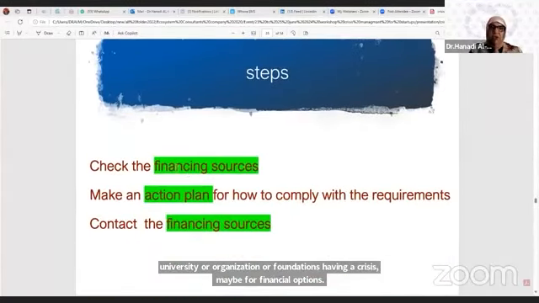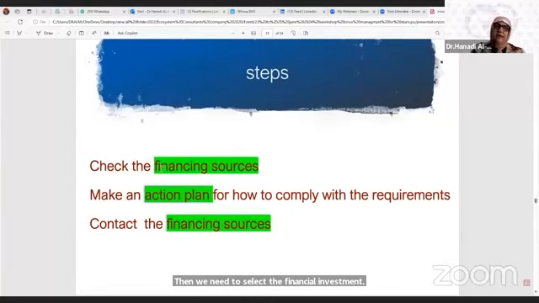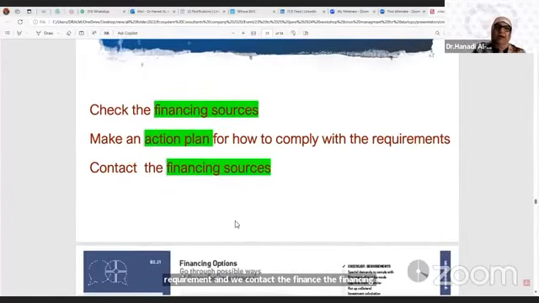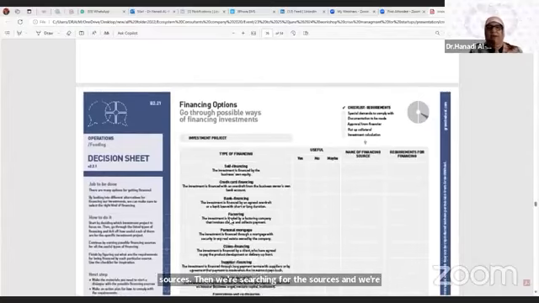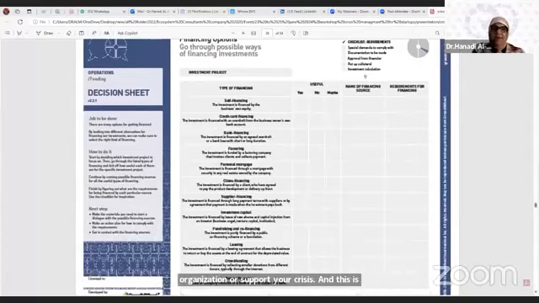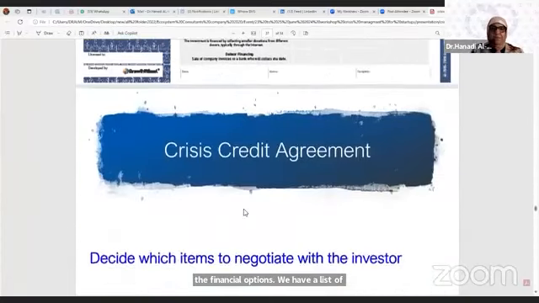The steps are we check the financing sources, and we make an action plan on how to comply with the requirements, and we contact the financing sources. Then we search for the sources, and we check with those sources how they can support your organization or support your crisis. And this is the financial options. We have a list of financial options to be used.